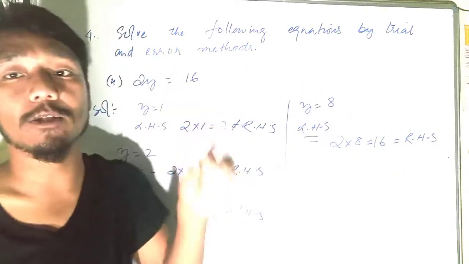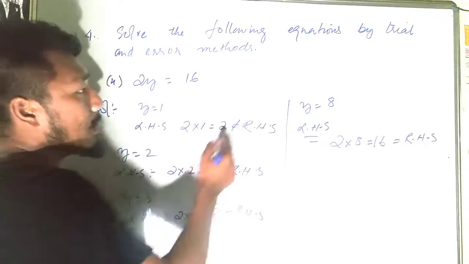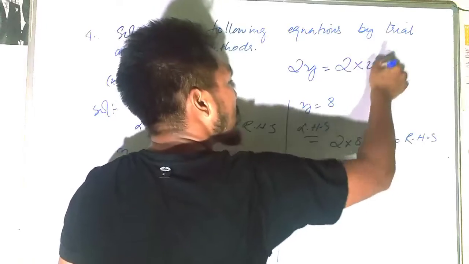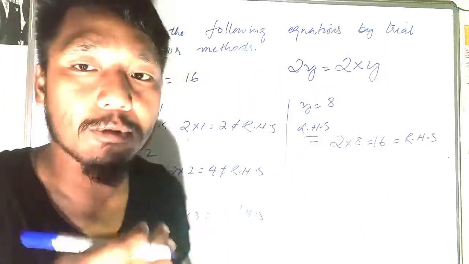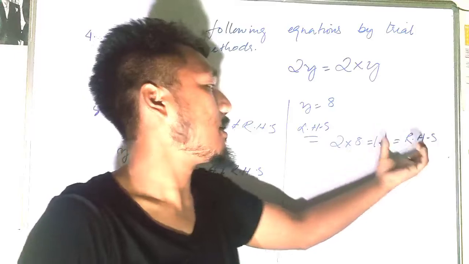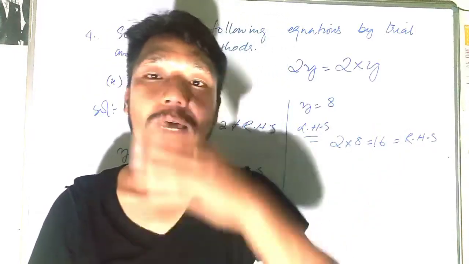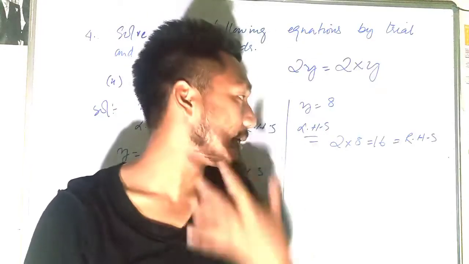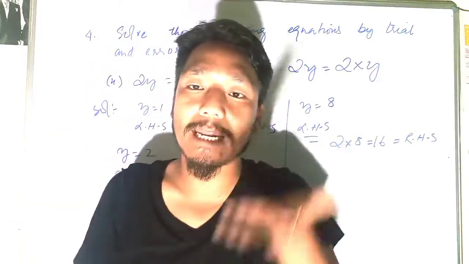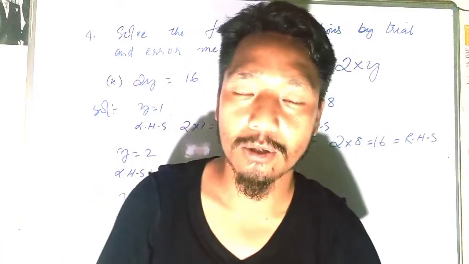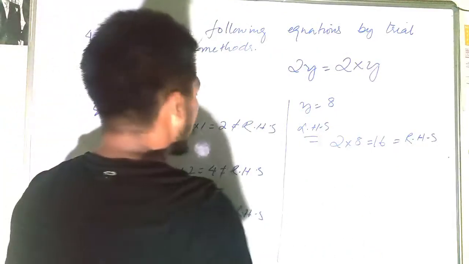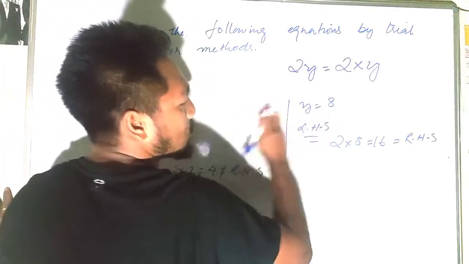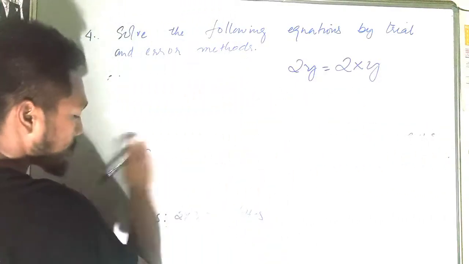2y means multiplication, 2 into y. What is the number that I should multiply by y so that I will get the answer? This is what we call the trial and error method. We keep on putting in values again and again until both the right hand side and left hand side are equal. So this is what we call the trial and error method. So here y is equal to 8 is the solution of the equation.